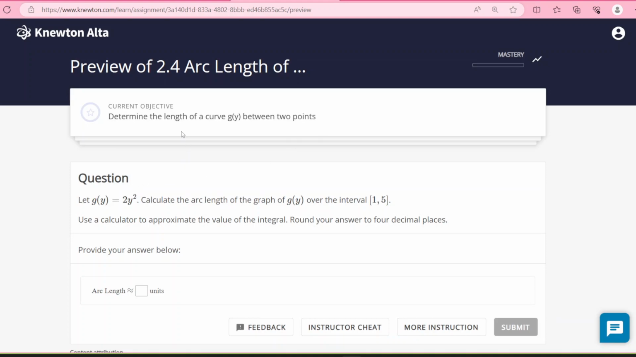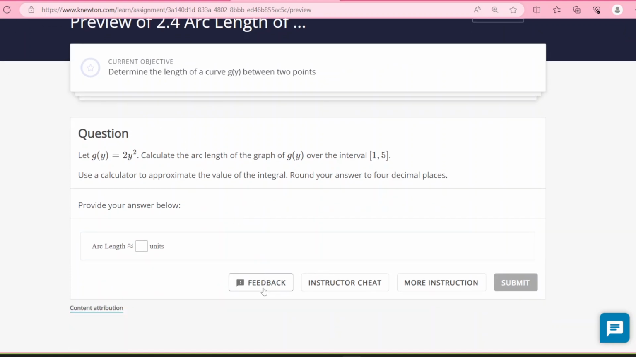And then every question is related to a certain objective, right? You have a current objective, a question to go along with it. And then at the bottom of every question, you should have a feedback button. If you notice a typographical error or something wrong with the question you're dealing with, you can send feedback directly to Newton, and hopefully they can fix things. You will not see this instructor cheat button. This will not be there, okay? But you should then see a more instruction button.